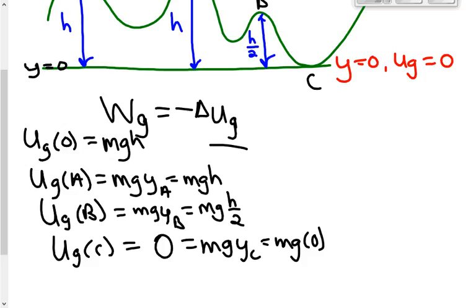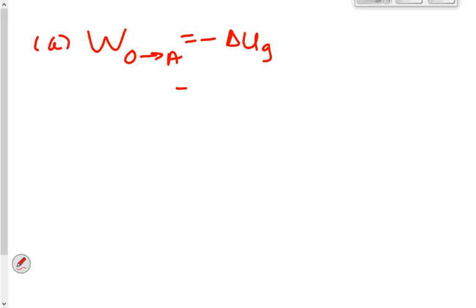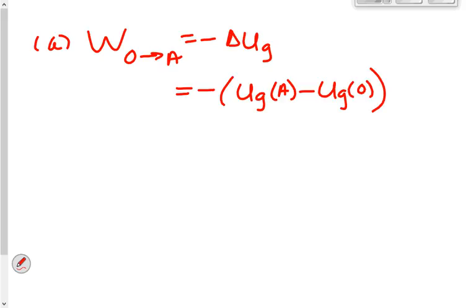So now we can talk about the work. Okay. So part A asks us for the work done as the object goes from 0 to A. So that's negative delta UG. So that's negative UG of A minus UG of 0, because that's where we're starting, or O, or whatever you want to call it.